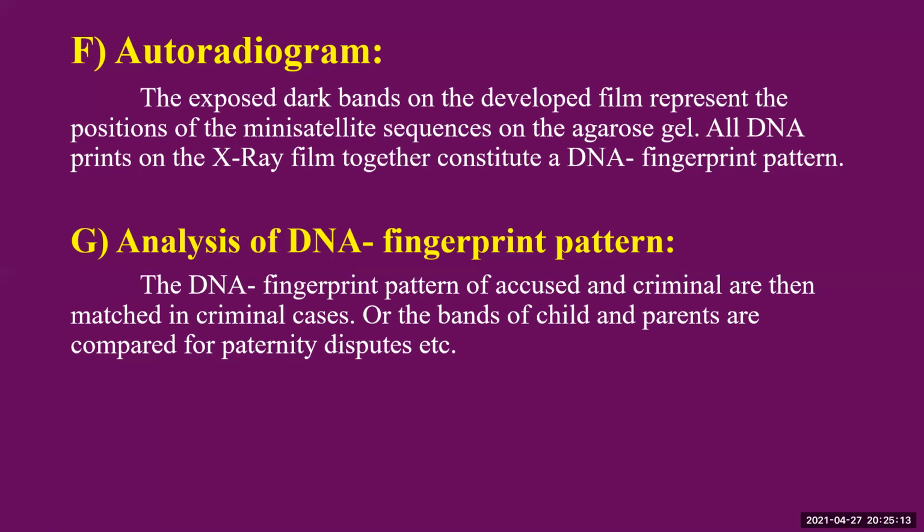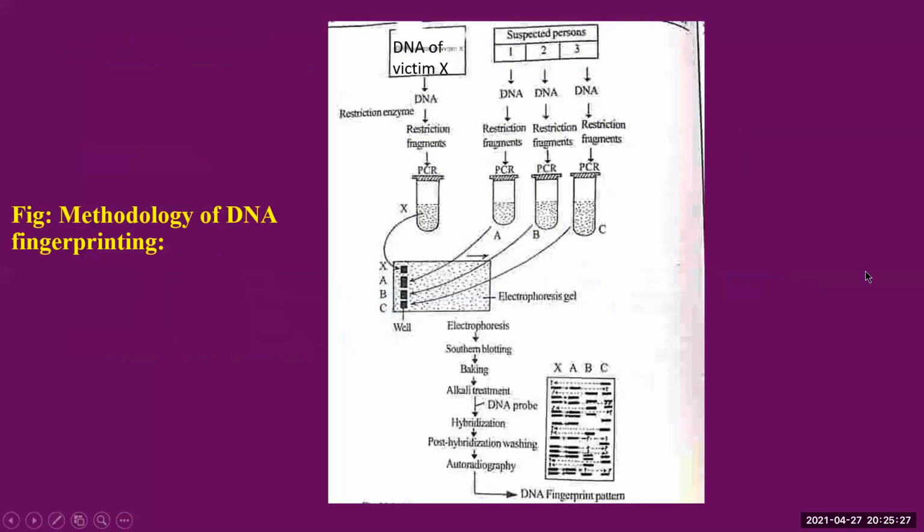Okay, so if there is a criminal case, then the fingerprint pattern of the accused and the criminal are compared and matched. And if there is any paternity dispute, then the bands of child and parents are compared for sorting out the paternity dispute. Okay, here we can see a brief protocol.